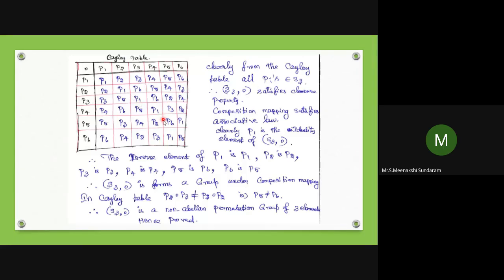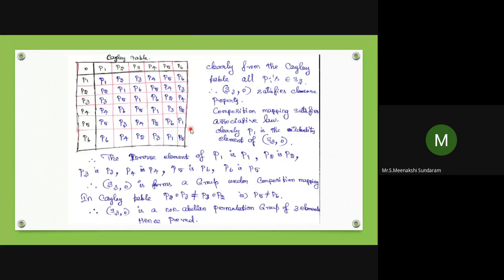P4 inverse is P4. P5 inverse is P6, or P6 inverse is P5. So this is the inverse we have to identify. Then try to check whether it is abelian or not. First of all, you can check closure, associativity, identity is P1, and inverse also exists for all the elements. Therefore, the given permutation group S3 with composition forms a group under the composition mapping.